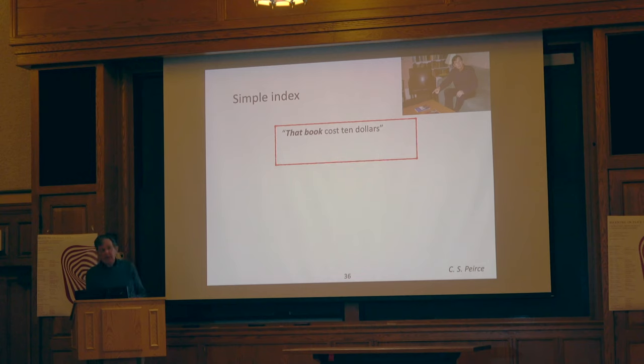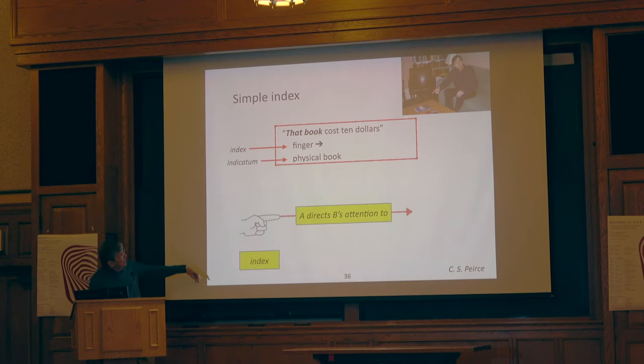Now, let me give you a really simple example of an index. He is looking, that's me, is pointing at a copy of Shakespeare. So I'm saying that book costs $10. There's an index in there, there's a thing that's indicated in the cartoon. And it's basically, we do it this way. Now you think, okay, this is really simple.